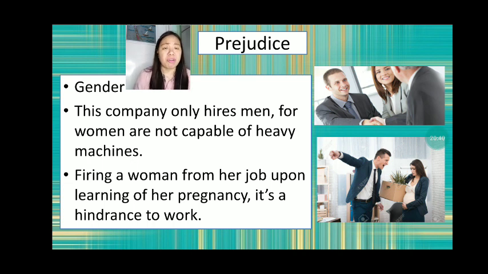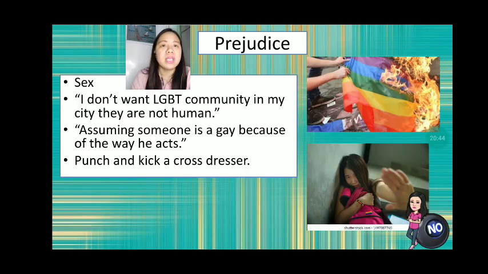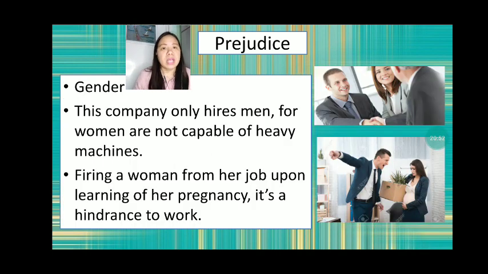So when we say gender, mga anak, dalawa lang yan. It could be men or women. But when we say sex, then there's a lot of sex preference, just like the LGBT. Okay, yun yung difference ng dalawa. So, sa gender, example is this company only hires men for women are not capable of heavy machines. So, you are overgeneralizing that women cannot work for machines. But that is not true.